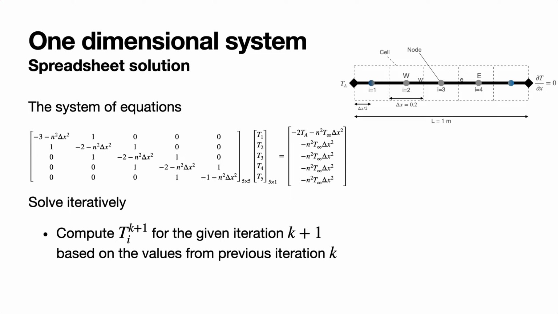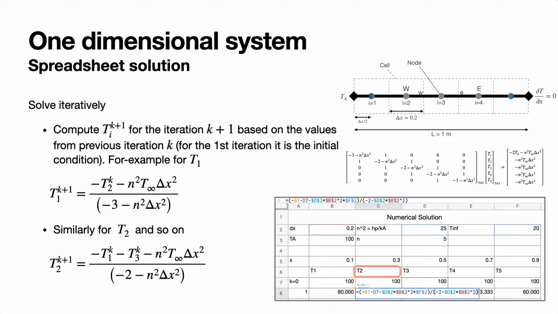So basically, we get 5 equations for 5 unknowns, and we can invert this matrix to solve this problem, or we can solve it iteratively. So assuming a given value for all other temperatures, we can compute, for example, the value of new T1 and so on. And here is a very simple example in the spreadsheet.